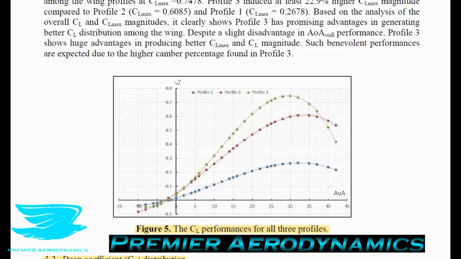So Profile 3 has the promising advantages in generating better lift distributions, both in the maximum lift coefficient, the lift curve slope, and even in the stall regime, it's pretty decent still. Profile 3 shows huge advantages in the lift coefficient and the maximum lift. These advantages are expected due to the higher camber percentage found in Profile 3, they say.